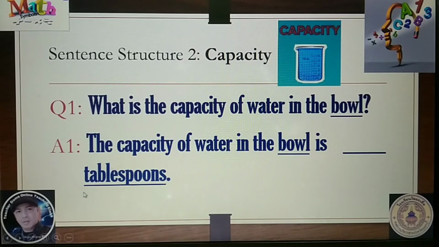Sentence structure number 2. Capacity. What is the capacity of water in the bowl? The capacity of water in the bowl is tablespoons.